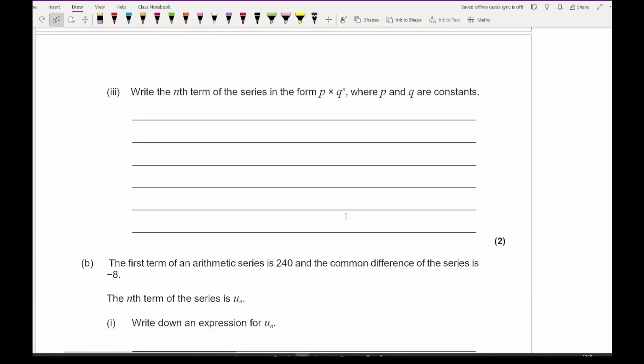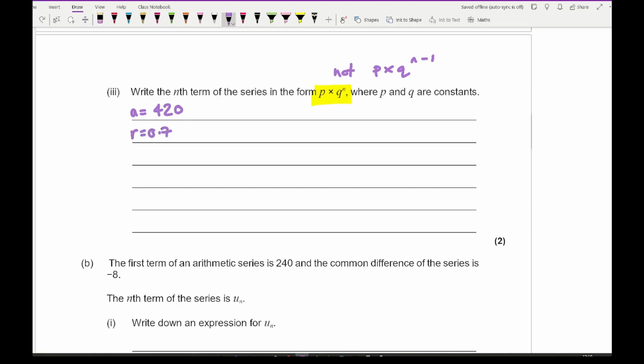Moving on to part (a)(iii), it says write down the nth term of the series in the form P times Q^n, where P and Q are constants. Now the key thing to notice here is that we're not wanting P times Q^(n-1), which is the nth term of a GP. So here we know that a equals 420 and we know that r equals 0.7.